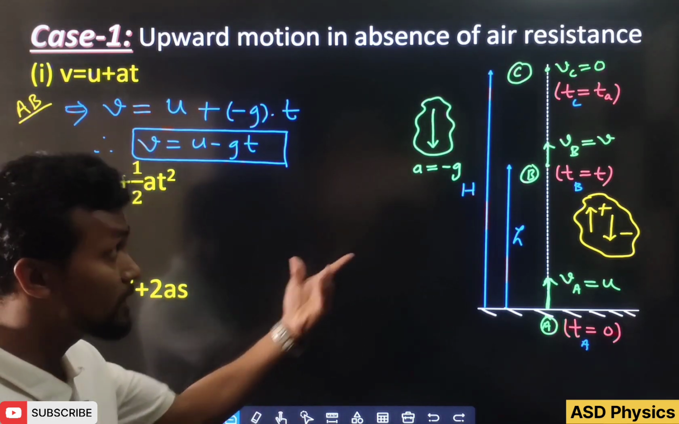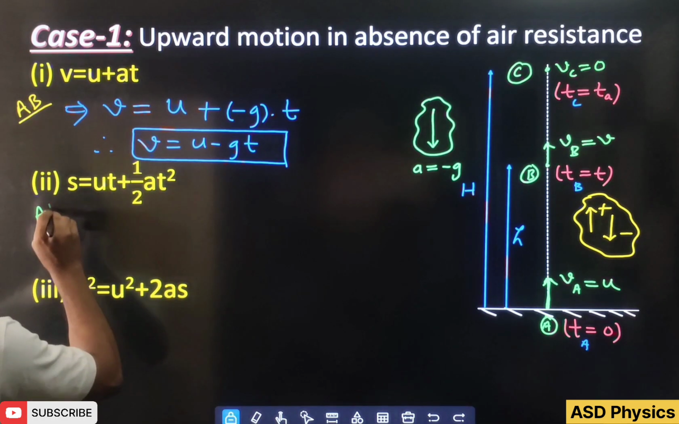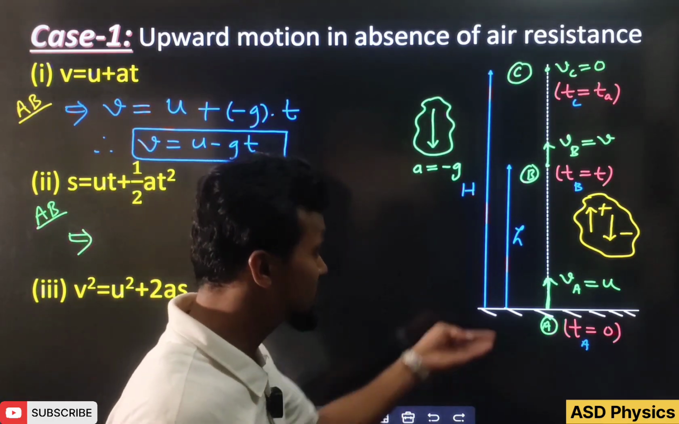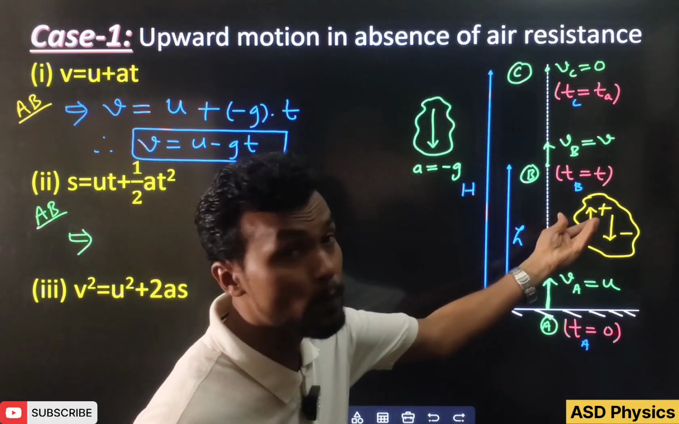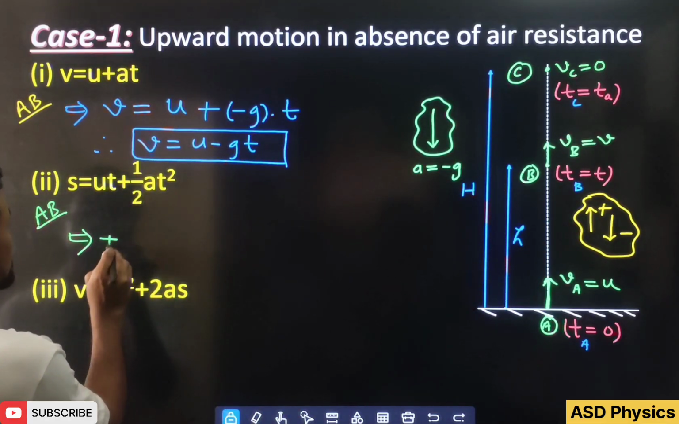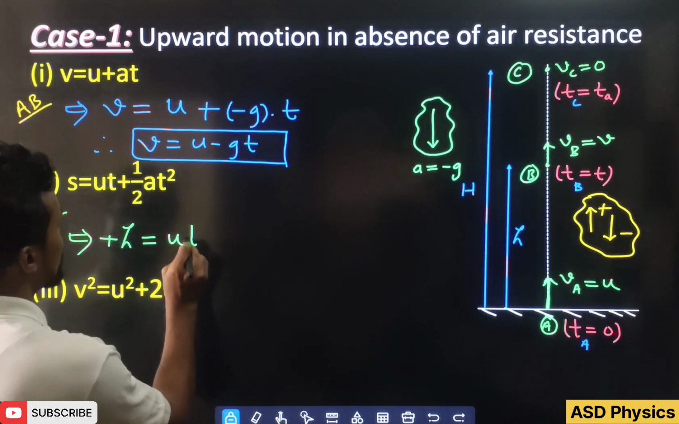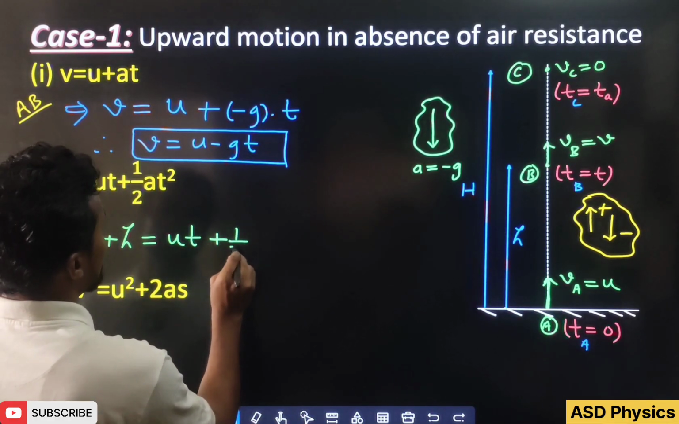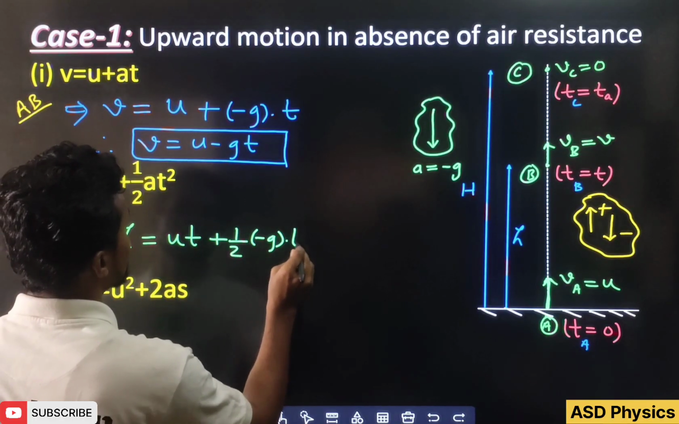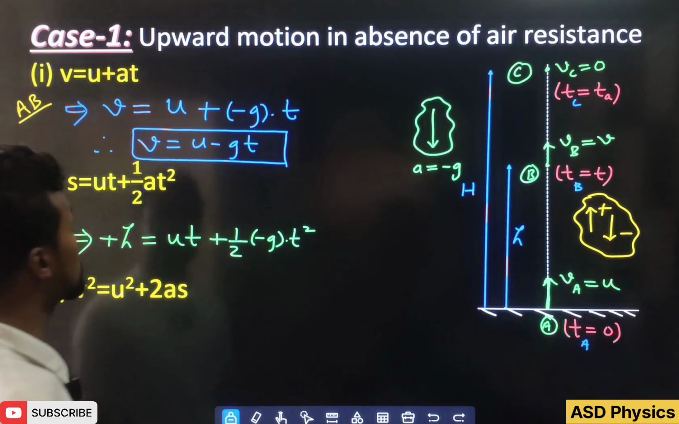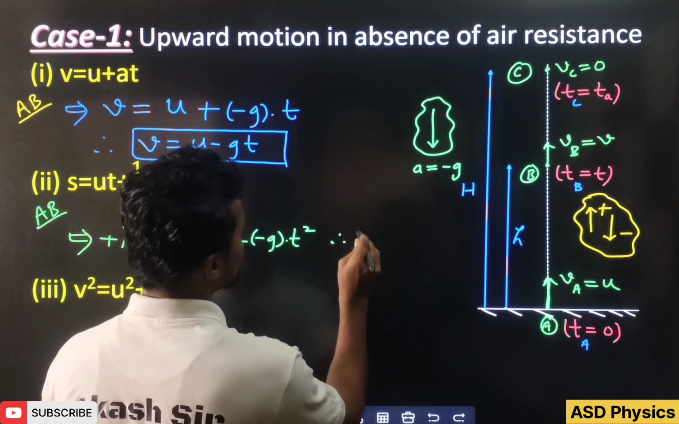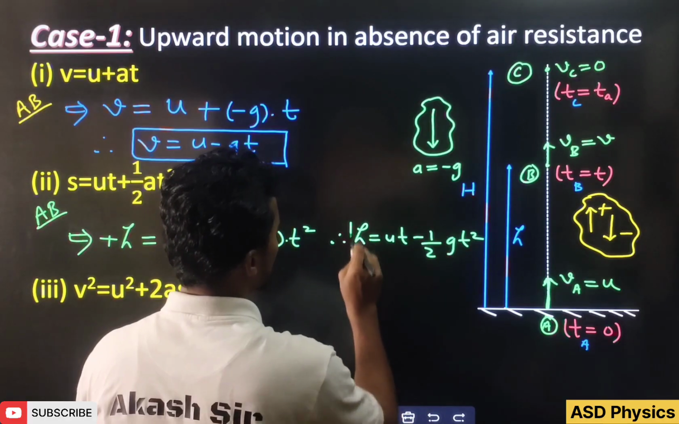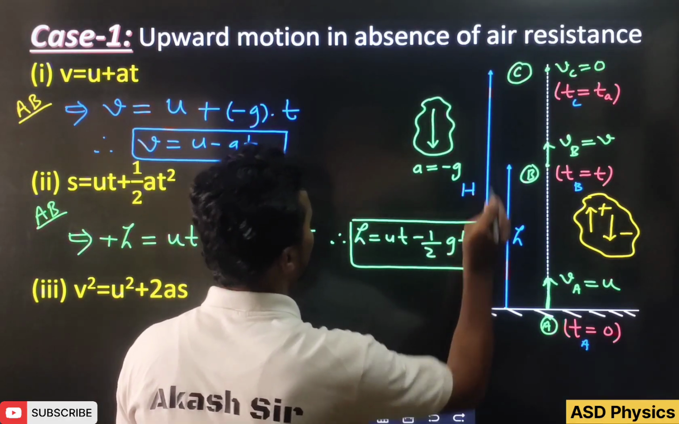Similarly, if I use the second equation of motion, again I will use from A to B. So what is S? S is the displacement. Displacement in which direction? See the arrow upward, and upward is positive. So plus h is equal to velocity also positive, time taken 0 to t, plus half a, whose value is minus g, time is t square. If I simplify this, I can write h equal to ut minus half gt square. This is the second equation.